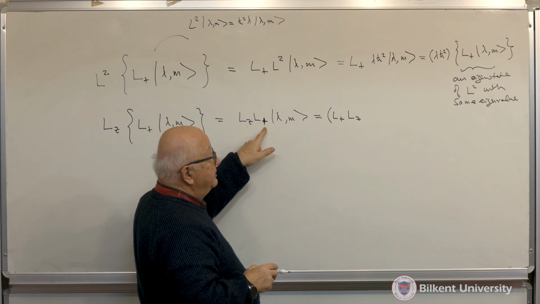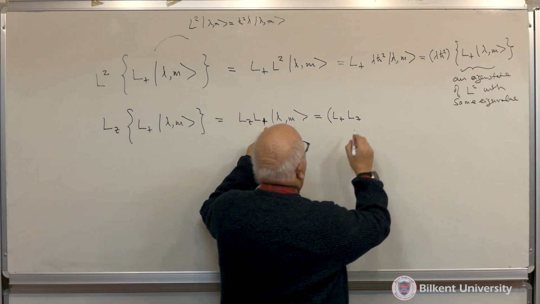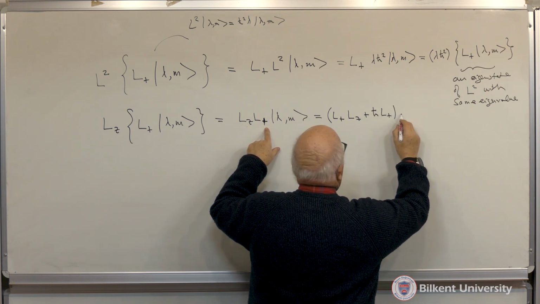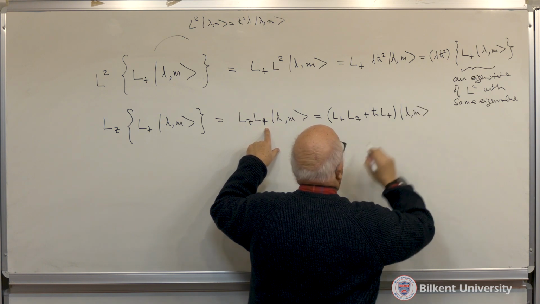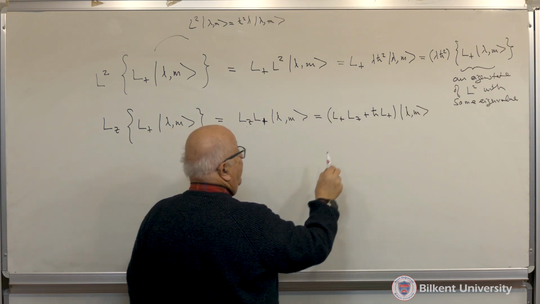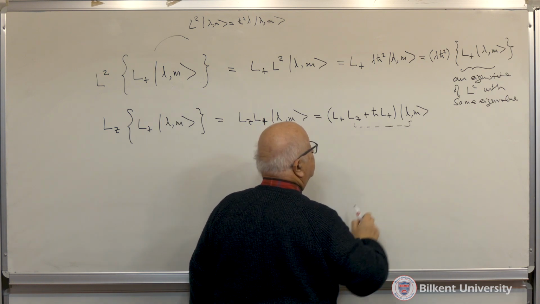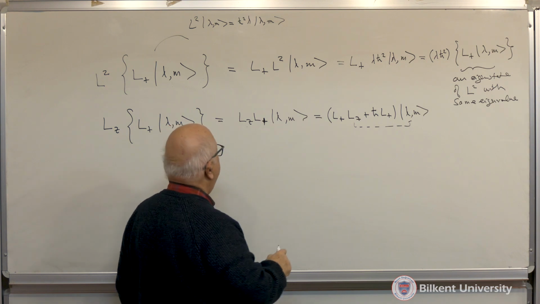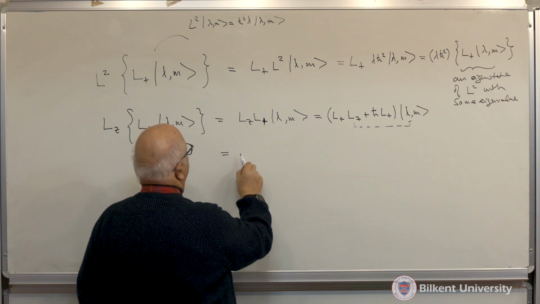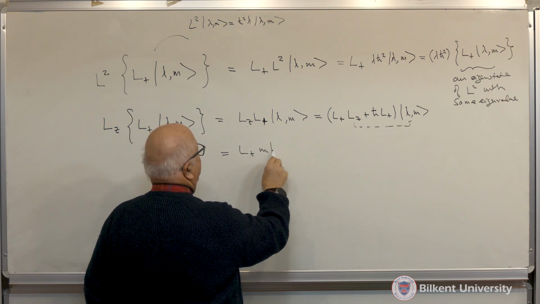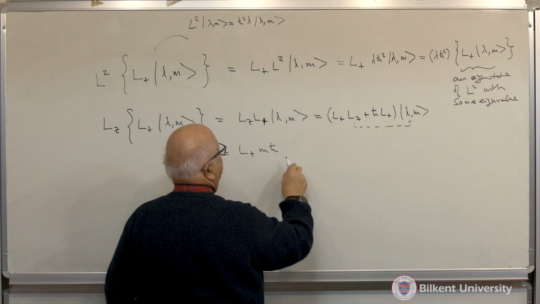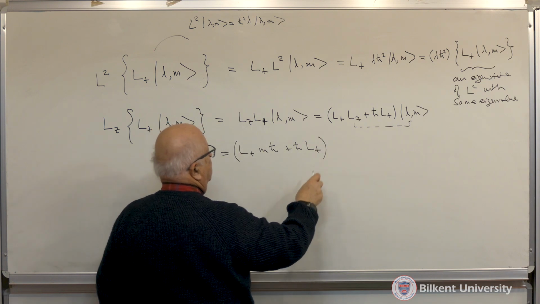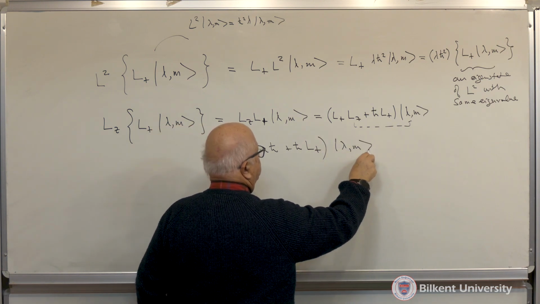I have Lz, L plus, h bar L plus. Okay, I have to add its commutator, which is h bar L plus, lambda m. All right, but now Lz operating on this, because it's an eigenstate, is going to give me m times h bar. So this will be equal to L plus, m times h bar, when it operates on that, plus h bar L plus, times lambda m.